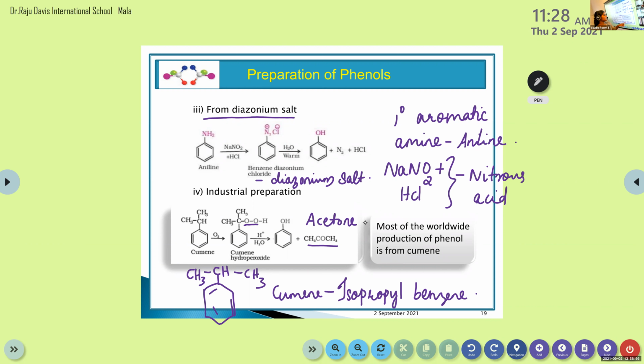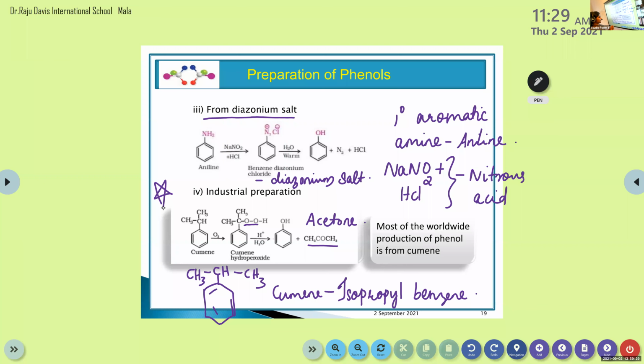So the worldwide production of phenol is from cumene. This method is more preferred for industrial preparation, so phenol is mostly prepared from cumene in industries. And one more thing, acetone is also formed along with phenol. Acetone is also an important organic compound, right? So using the same reagent, cumene, two important synthetic compounds can be generated by this method.